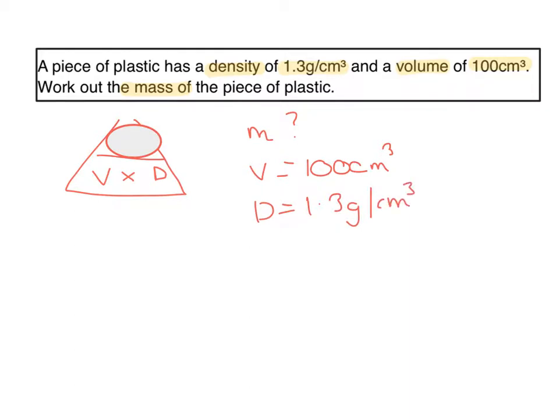I've already figured out by looking at the triangle and covering up what we want that I need to do V times D. So the mass is V times D.